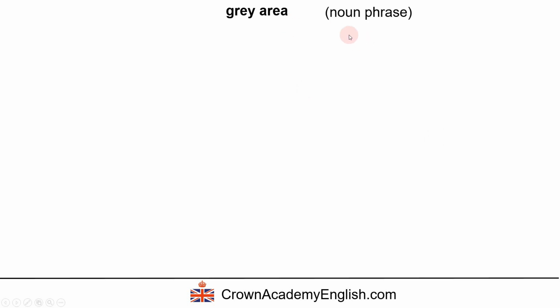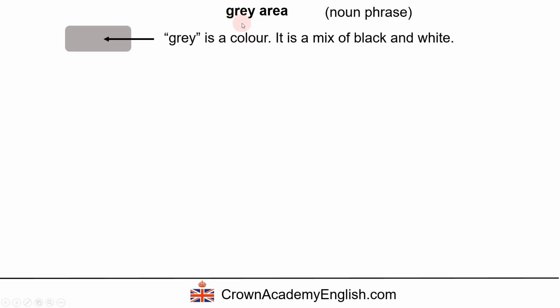Now this is a noun phrase. Okay, so what does grey mean? First of all, let's start with this, grey. Well, grey is a colour. Okay, so this is the colour grey. And as you all know, grey is a mix of black and white. Now grey, G-R-E-Y, this is the British English spelling. And grey with an A, G-R-A-Y, this is the American English spelling.